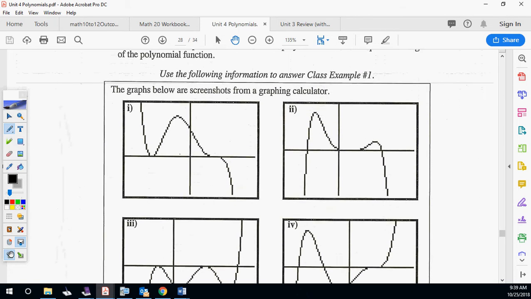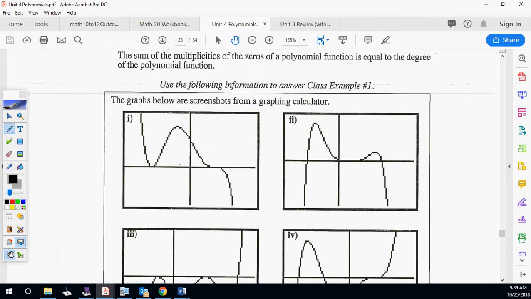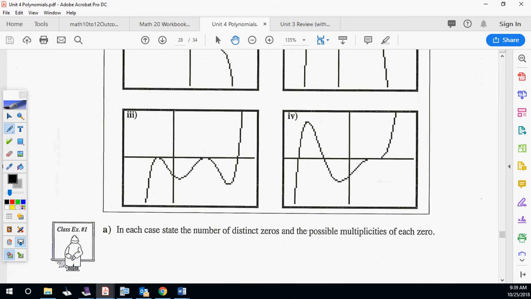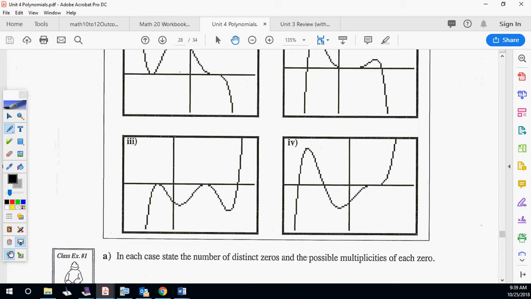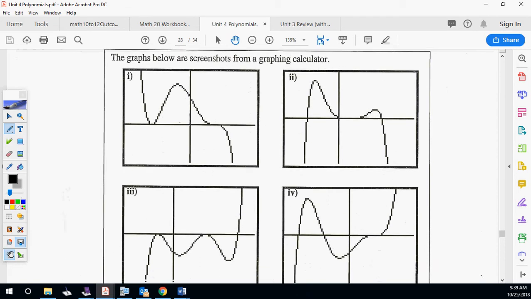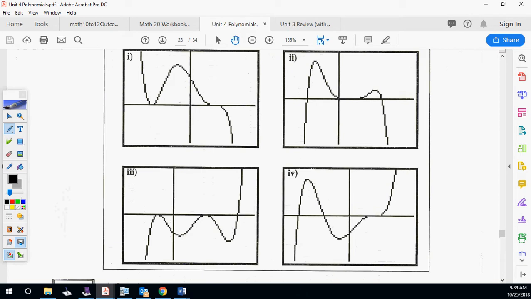The graphs below are screenshots from a graphing calculator. Well, thank you for that. And then it says, in each case, state the number of distinct zeros and the possible multiplicities. So this is good, possible. Okay, so let's just do these all right on the graph for mine.